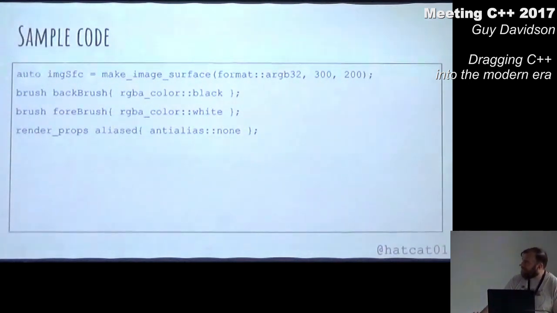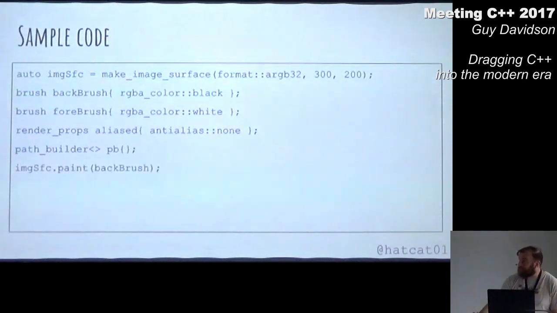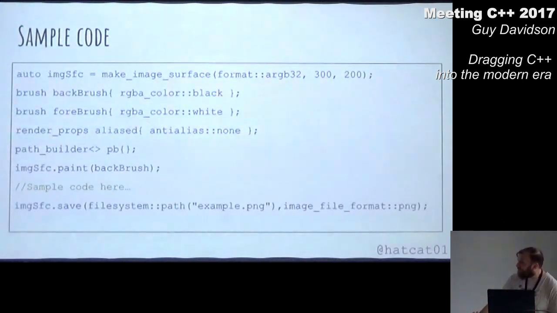We turn off anti-aliasing. Do tell me if I'm going too fast. I'm hoping this is quite clear. We make a path builder. We paint the surface with the background brush. Sample code goes here. And then we save the sample using the image file format PNG.